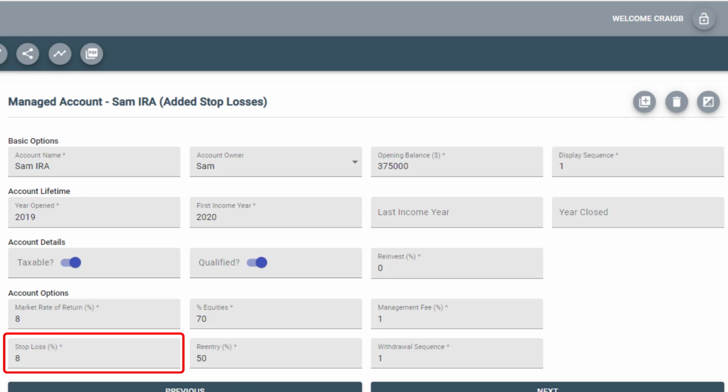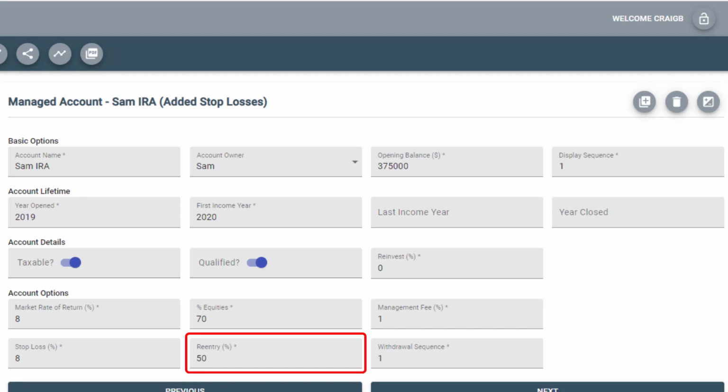For managed stock accounts, this value should not be set to 0, as that would indicate that the entire account would be simulated as bonds as soon as there was any downturn in the market. For annuity accounts, the stop loss value determines the lowest rate of return that the account will allow. A stop loss of 0% would be used to indicate that the rate of return for the year would never be negative. The re-entry percentage attribute is used in conjunction with the stop loss attribute for managed stock accounts only.